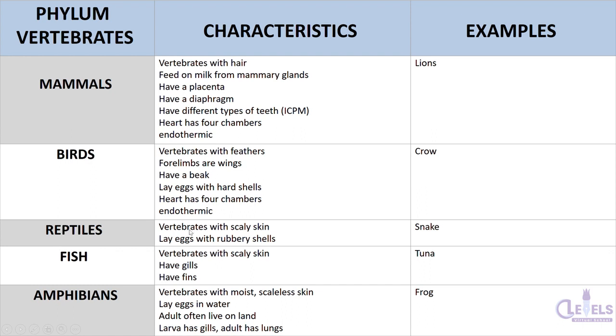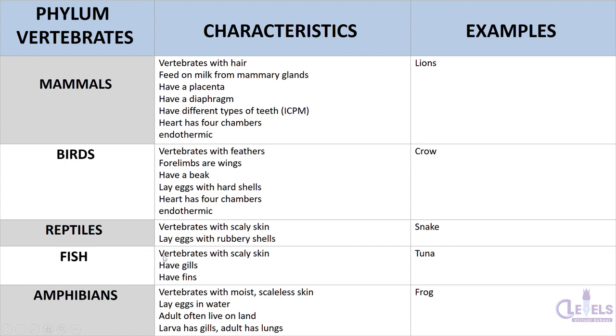Reptiles, now this is different. Reptiles are vertebrates with scaly skins. If you think of a reptile, think of a snake or an alligator. Those are reptiles, and they have scaly skin. They lay eggs with rubbery shells. So birds lay eggs with hard shells. Reptiles lay eggs with rubbery shells.